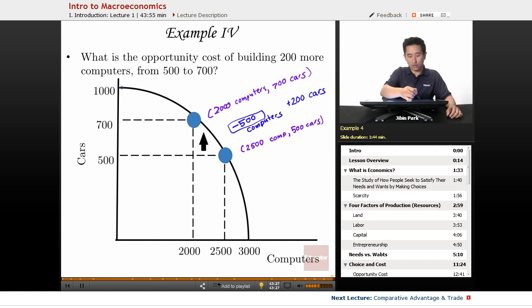And keep in mind, there's no point, whether it's here or making all computers or making all cars, none is necessarily better than the other. Again, that would be a normative statement. The whole point of a production possibilities frontier is to give a positive statement of if you use certain resources to build computers, then you get this amount. If you use a certain amount of resources to build cars, then you get this amount.